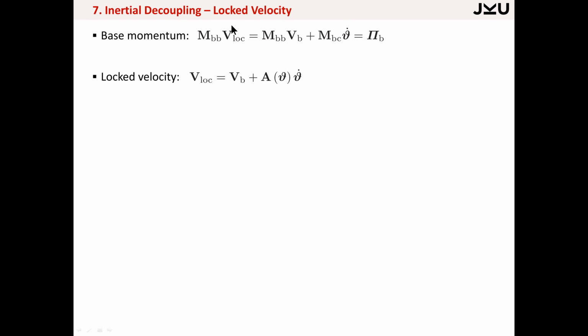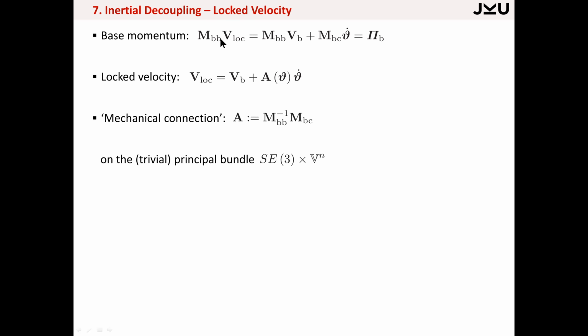It's defined as that velocity of the base that generates the same momentum as you currently have due to the base motion and the arm motion. This is why it's called locked velocity: you can imagine that if you suddenly lock the joints, then this is the velocity that the system is going to attain. You can solve this equation by pre-multiplying with M_BB inverse, and then you have an explicit form for this. And again, this has a bit of a geometric meaning.